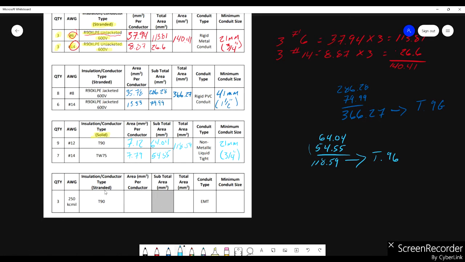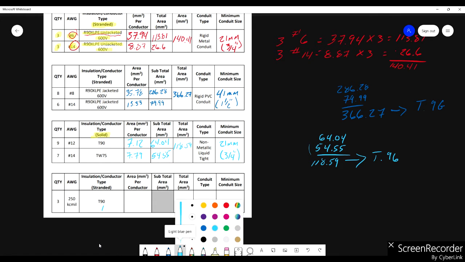We have, obviously stranded because we're looking at 250 kc mil, 3 250 kc mil T90 insulation in an EMT conduit. Okay, so for T90, that was table 6K. I'll just put table 6K in here. Let me change up the color. Just keep things interesting. What do we got here? I'll go back to, let's use this color.